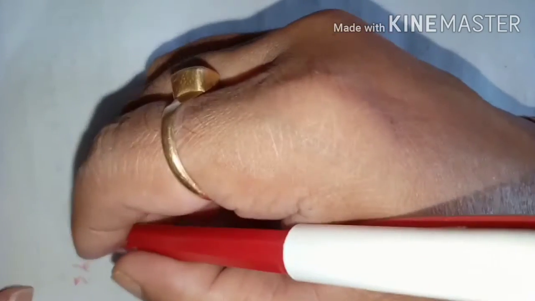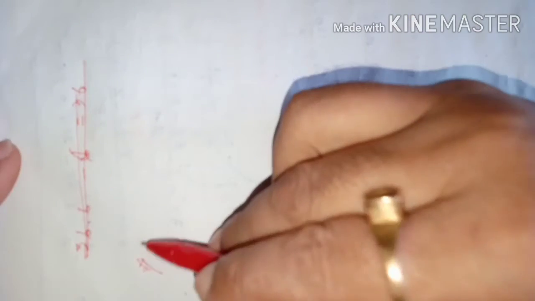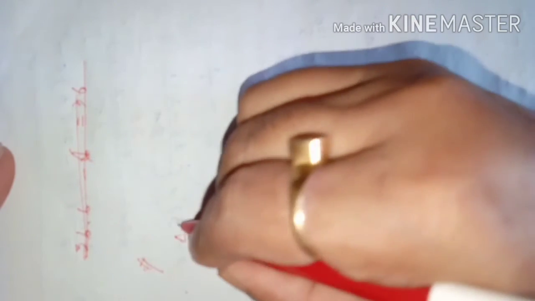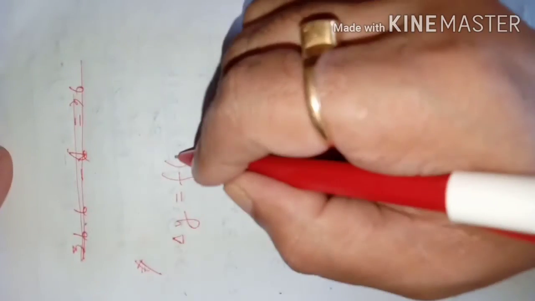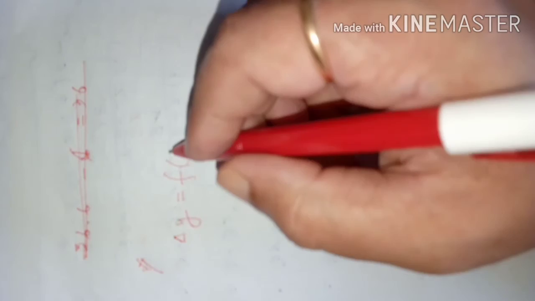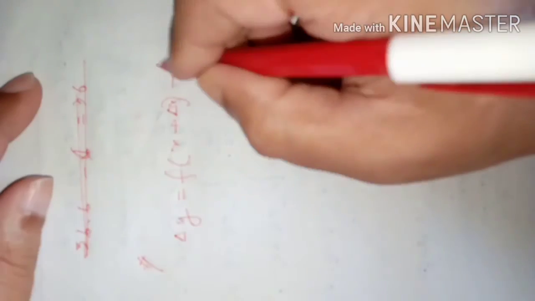So as you know, 36.6 minus 6 is equal to 36. So that is the increment in y. See dear students, note this carefully. Delta y is actually the increment in y, that is equal to f of x plus delta x minus f of x.